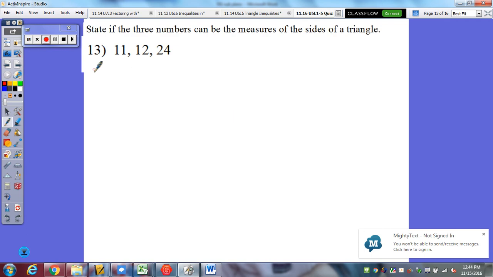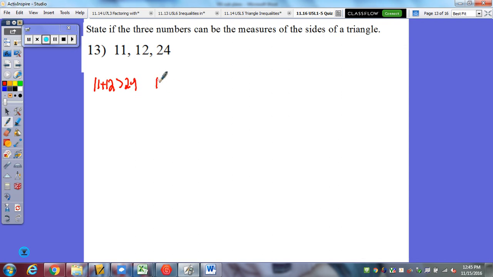Can these numbers be the measures of the sides of a triangle? So this is where we set up the inequalities. The sum has to be greater than 24. 12 plus 24 has to be greater than 11. And 24 plus 11 has to be greater than 12. If this is true, it makes a triangle. So we see here 23 is greater than 24? No. So therefore it violates it, and it is not a triangle.